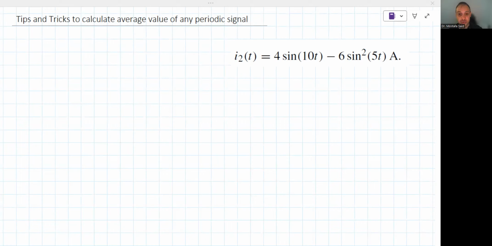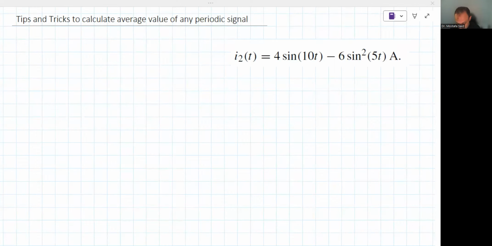This is actually one of your homework examples, example 8.15, number D. In that question or problem, it was asking for calculating the average value and the RMS value as well. So in this recording, I'm going to show you how to do the average value, and in the next video, inshallah, it's going to be about the RMS value.